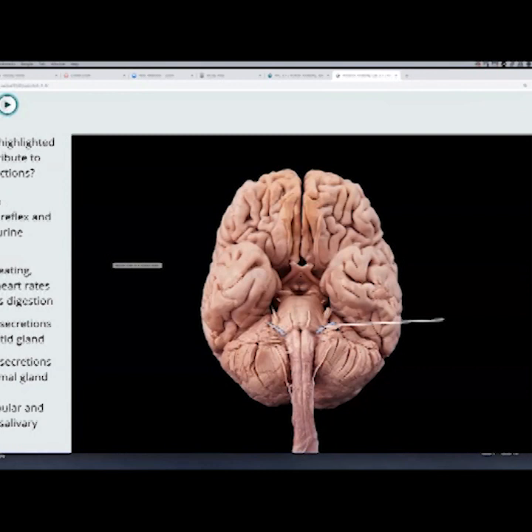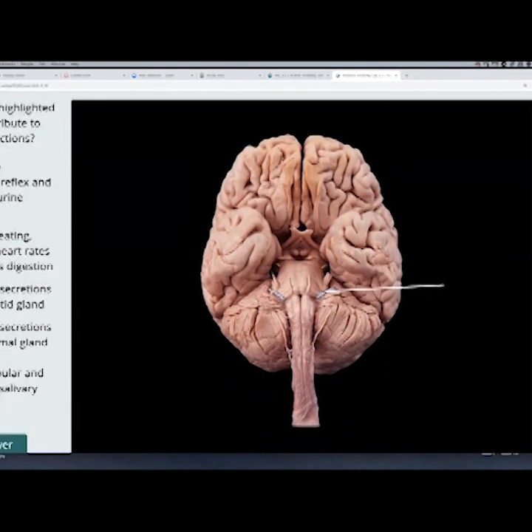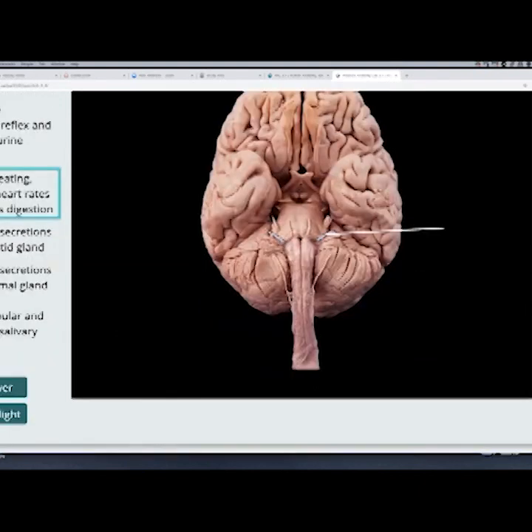Okay, highlighted structure. What nerve is that? Vagus? I think that's the 10th cranial nerve. That's the vagus nerve. How does the highlighted structure contribute to autonomic functions? Inhibits defecation reflex, promotes urine formation, inhibits sweating, increased heart rate, inhibits digestion. Vagus nerve inhibits sweating? Number 2. Yeah, I would say that too. Heart rate and inhibits digestion.